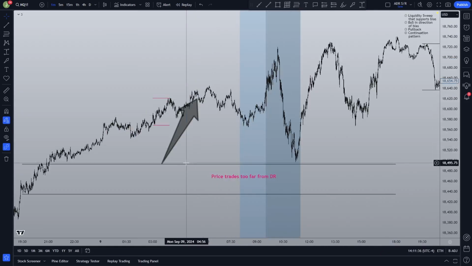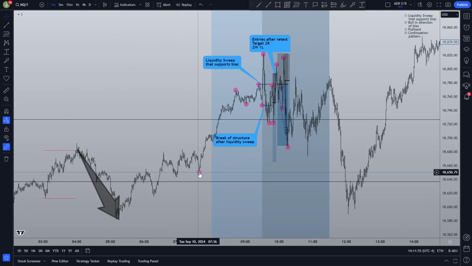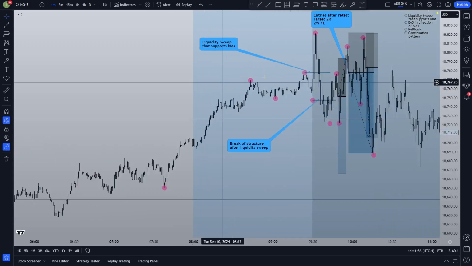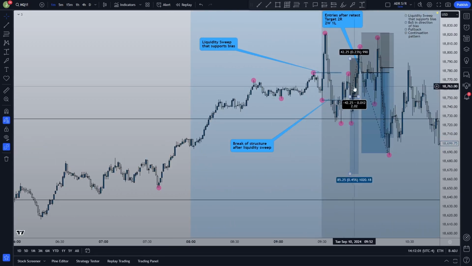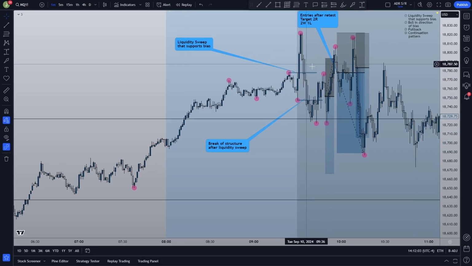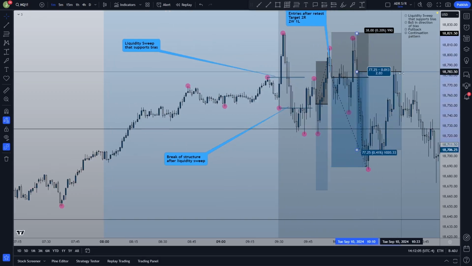On the next day, we've got a clear bullish bias, but price is trading too far away from the DR to capitalize on an entry. We've got a bearish bias on this day, and after price goes bullish for a while, we see our liquidity sweep right here, followed by a break of structure, and then we get our first retest. We lose this, and that's okay, because we get 2 entries after that that both go on to win.